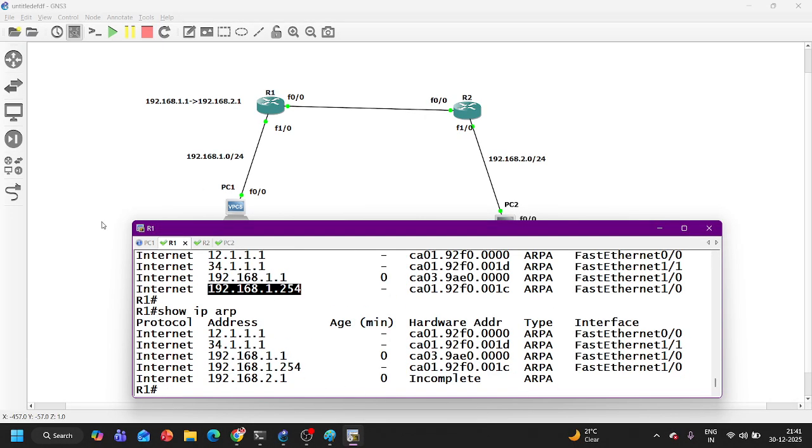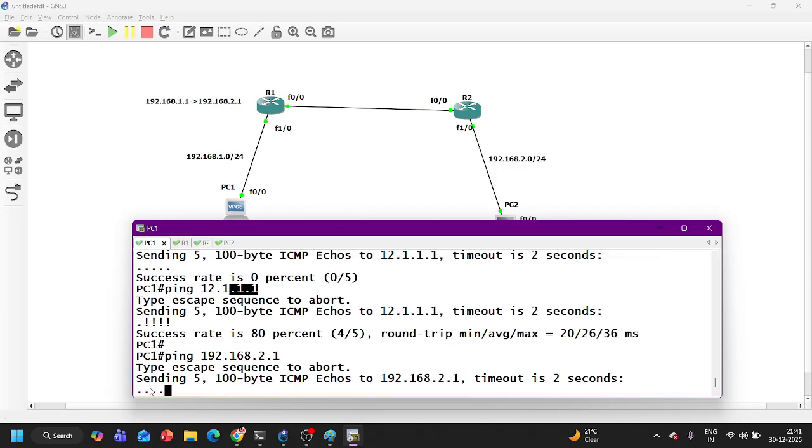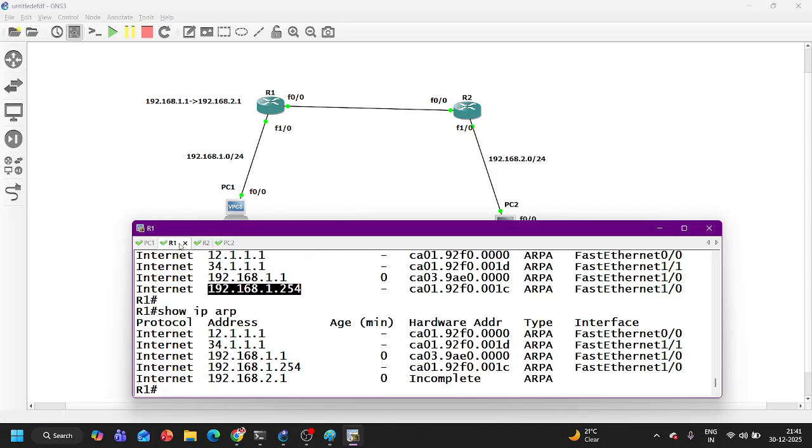See, ping is not working. And why is ping not working? Because here you can see the router is trying to resolve the MAC address of this IP address, but the status is incomplete. Why? Because R1 is not able to resolve the MAC address of the destination device. R1 is trying to resolve the MAC address of the destination device. So this is the issue of a static route using an exit interface.